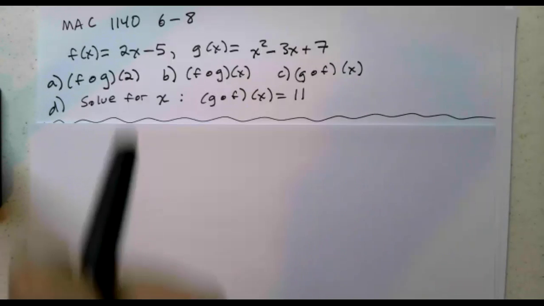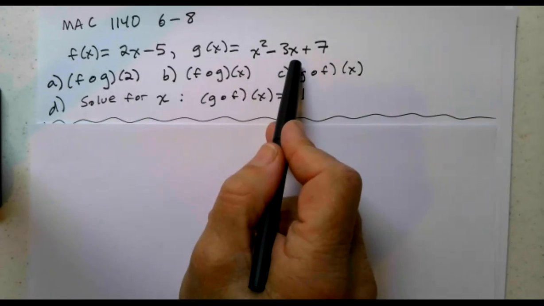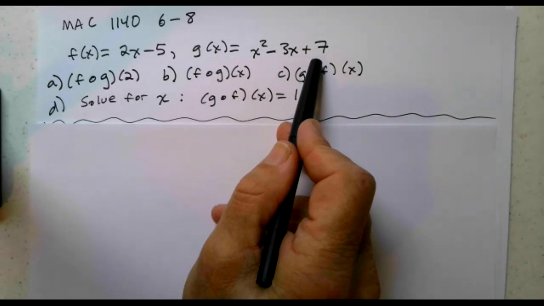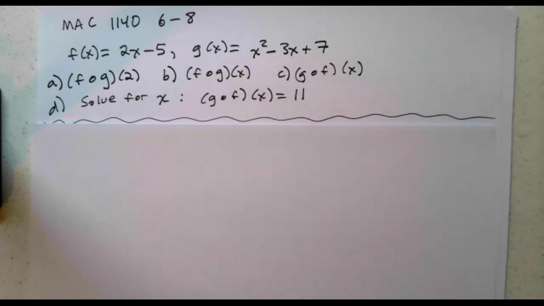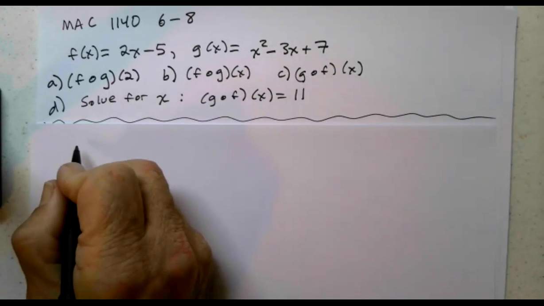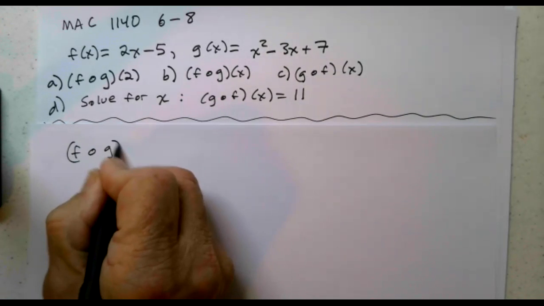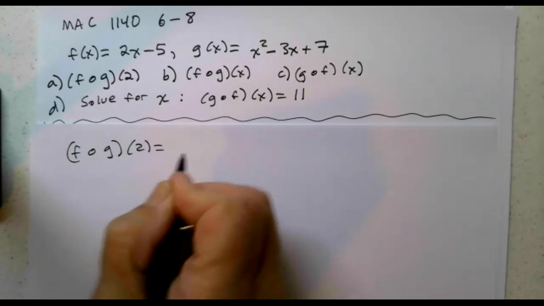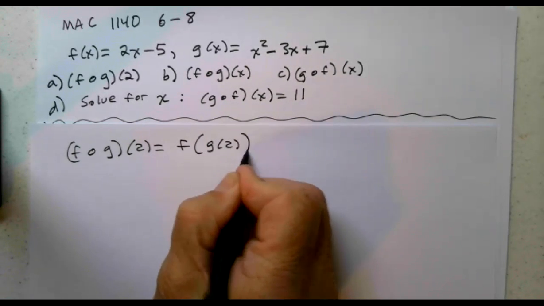In this question, we have two functions. F of x is 2x minus 5. G of x is x squared minus 3x plus 7. And I have a few questions based on those functions. So the first one I have is to evaluate f circle g of 2, which in North America means f of g of 2.